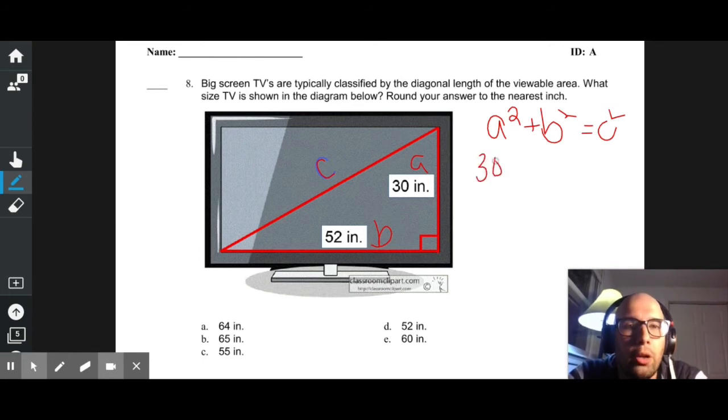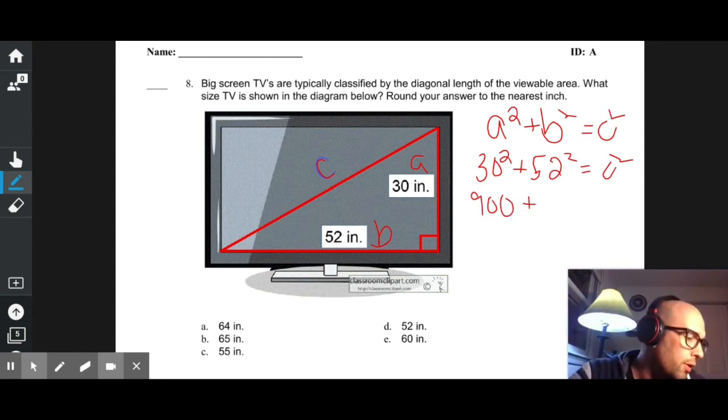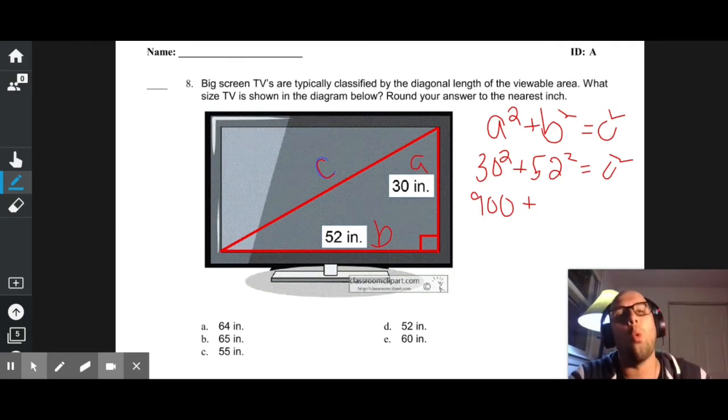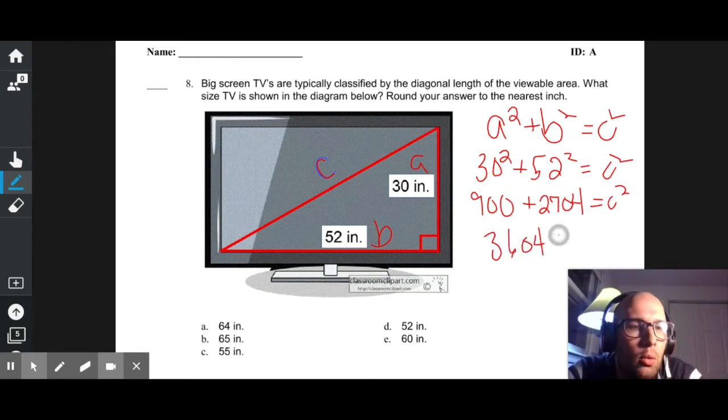30 squared plus 52 squared equals C squared. 30 squared is 900. 52 squared is 2,704. That's going to equal C squared. Add those two together, you get 3,604 equals C squared.